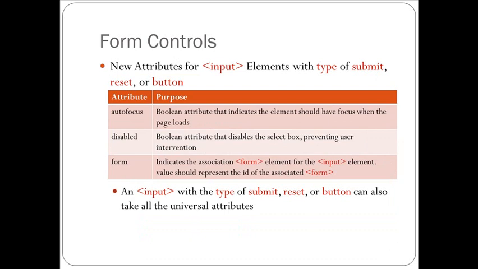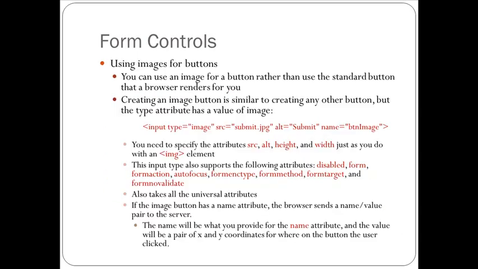Again, the autofocus, disabled, and form that we looked at for the text area and the text box. An input with a type of submit, reset, or button can also take all the universal attributes that we've looked at. Using an image for a button: if you want to do that rather than using a standard button, you do that by setting the type equal to image. You would also then have to add a source, just like you would for an image element, so that it knows what image it's going to use.